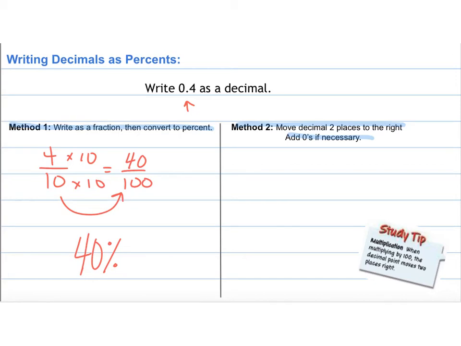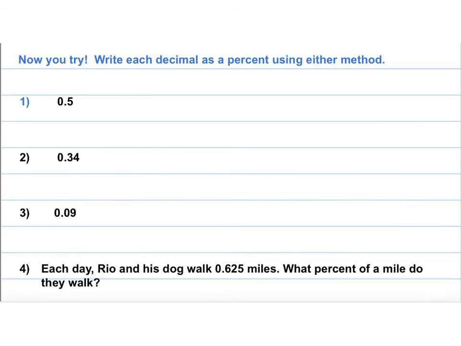The other method is to take the decimal and move it 2 spots to the right, 1, 2, fill in with a 0, and add a percent sign. This time we are multiplying by 100, which is just moving the decimal 2 places to the right. So once again, 2 methods, both of them work, whatever you prefer. Okay, so we're going to try some of these here. I'll do a little mixture of both methods.